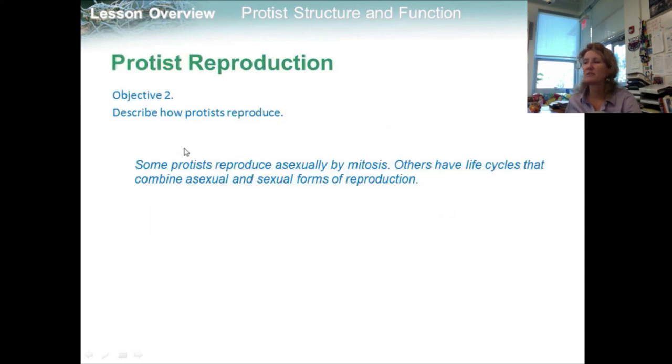So our objective was to describe how protists reproduce. Well, some protists reproduce asexually by mitosis. Others have life cycles that combine asexual and sexual forms of reproduction.